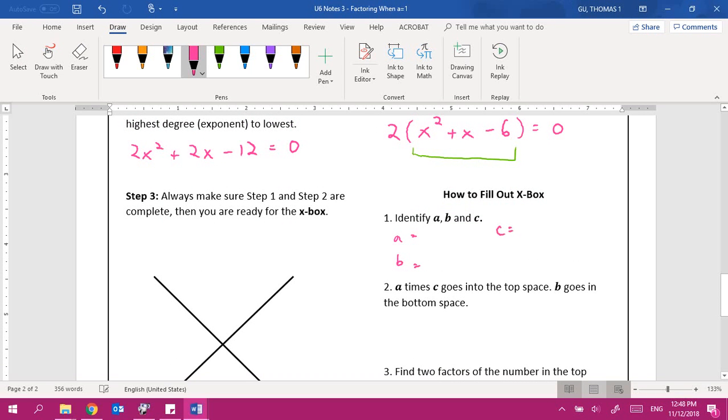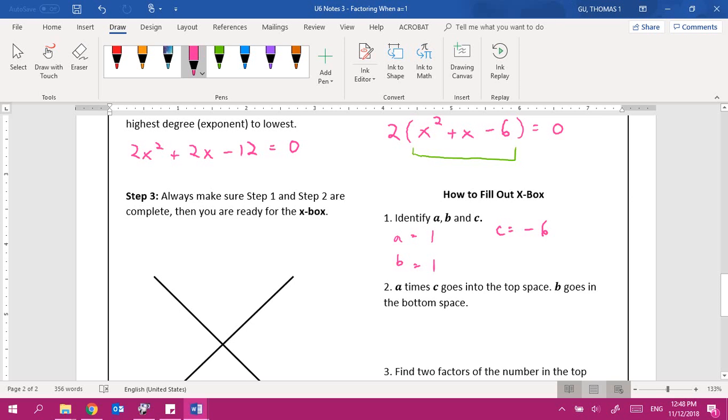What is A? Remember, this only works when A is 1, right? So A can't be 2. Look inside the parentheses. What's A? 1. That's the whole point of taking the 2 out, so we can make A equal 1. All right? Because today we're focusing on when A is 1. What is B? 1. And what is C? Negative 6. That's right. That's from this part right here, the x squared plus x minus 6.